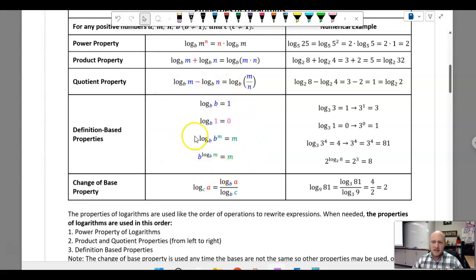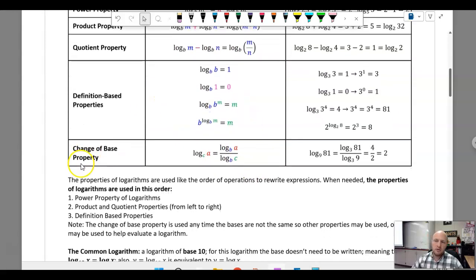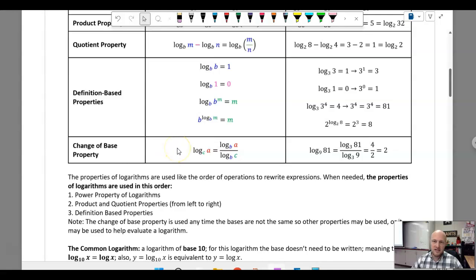Now, we will have some definition-based properties that will activate, so just go ahead and refresh yourself with those. And then a rare one, but does pop up in this lesson, is the change of base property. Remember, if you need to change your base, you can make the logarithm any base you want. You just insert the new base, so log base b, whatever you want b to be, and then the argument in your numerator is your old argument, and the argument in your denominator is your old base. That's the change of base property, okay?